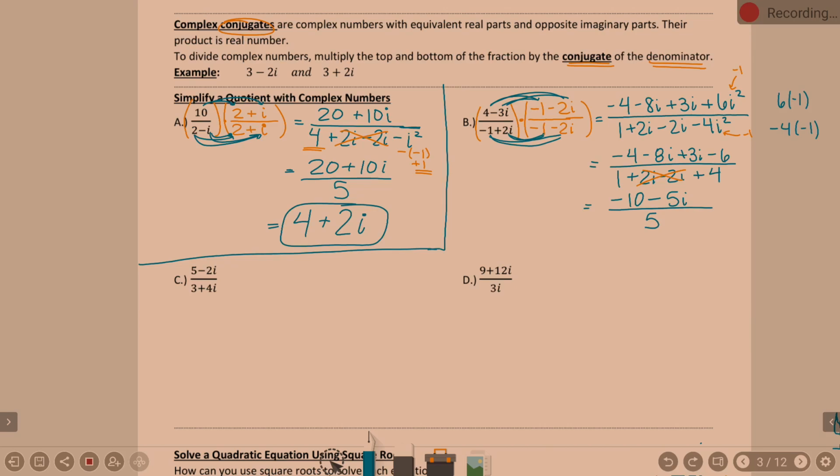Okay. Can I go farther? Yes, I can go farther because the denominator of 5 divides into both terms. It divides into here and it divides into there. So, what is -10 divided by 5? -2.